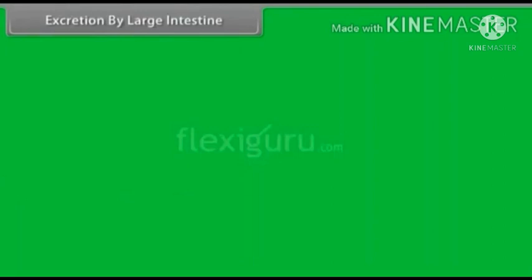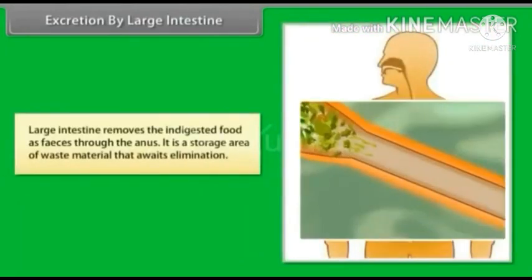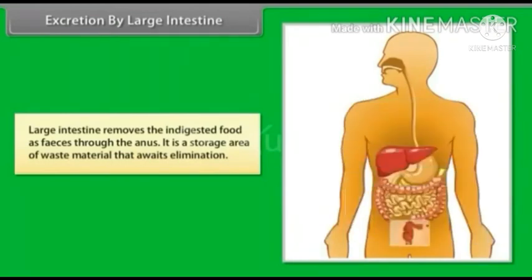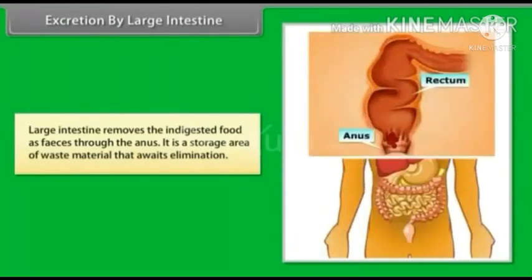Excretion by large intestine. The large intestine removes the undigested food and feces through the anus. It is a storage area of waste material, that is, waste elimination. That's all about the human digestive system.